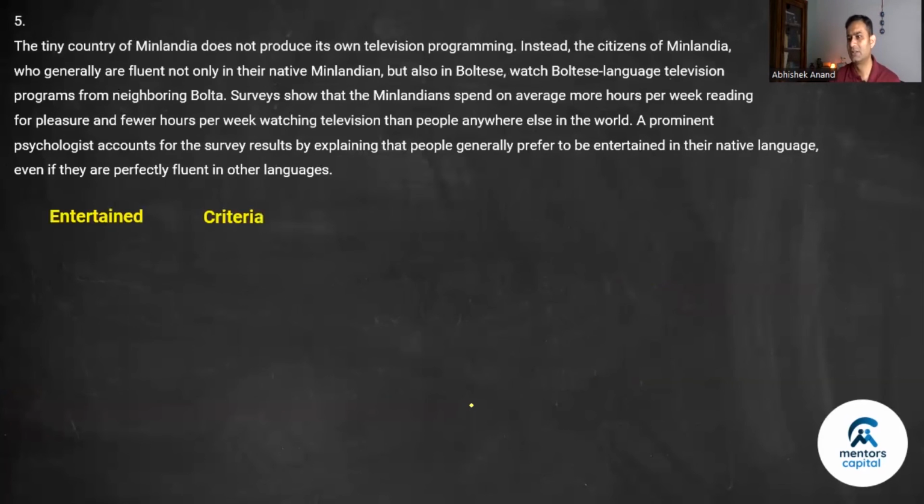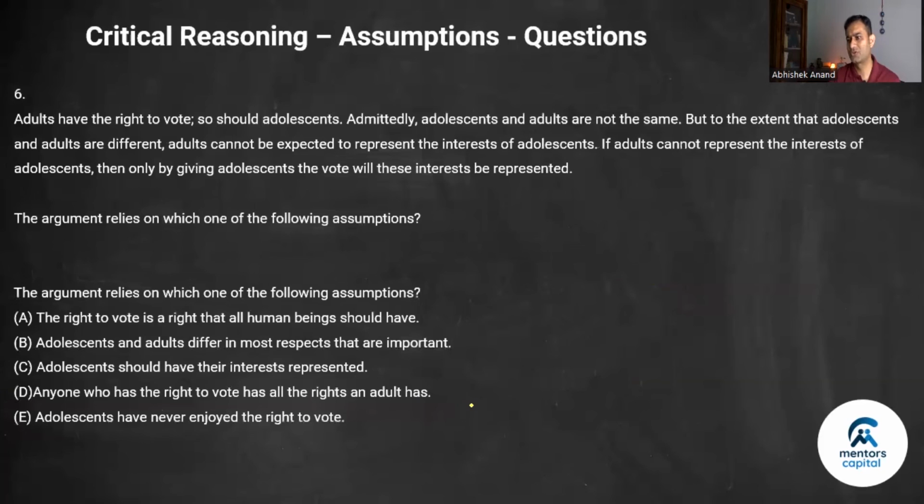All right. Now, the final question, I think it's a very simple question. I've done this question with lots of people. Let's say if I've done this question with 1,000 people, more than 950 people would have got this question right. So try to pre-think the answer. What do you think would be the correct answer? Okay. The argument relies on which of the following assumptions?